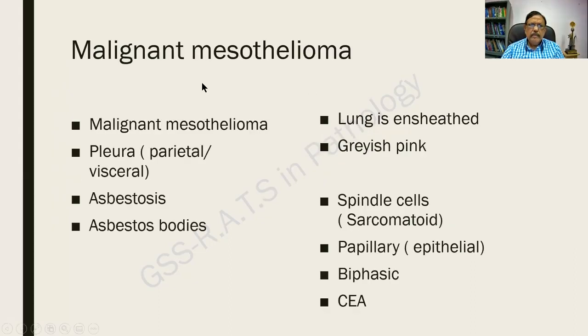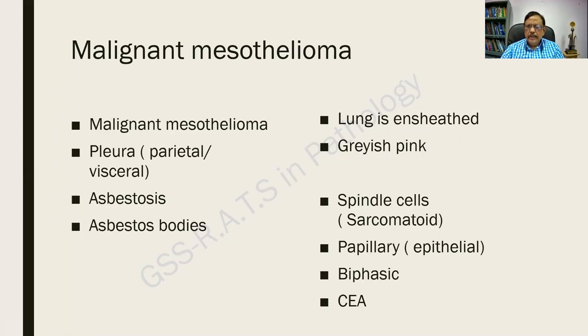The other one is a malignant mesothelioma. Once I say benign, that should be malignant. Malignant mesothelioma is found on the pleura. Both the parietal and visceral pleura can be affected. And it is common in asbestosis. The lung can be completely ensheathed or it can be in some focal areas alone. And the color is grayish pink. A pinkish tinge is always seen, even in the pictures we had seen.